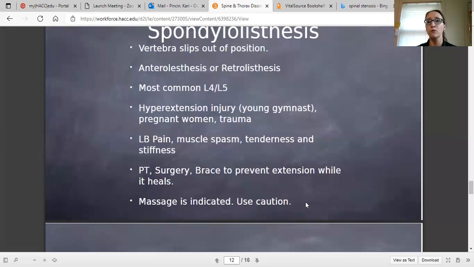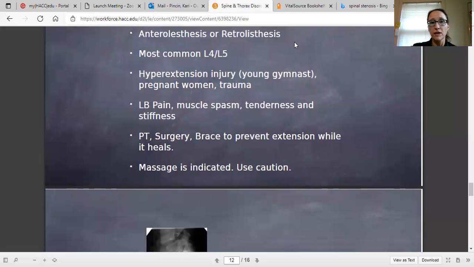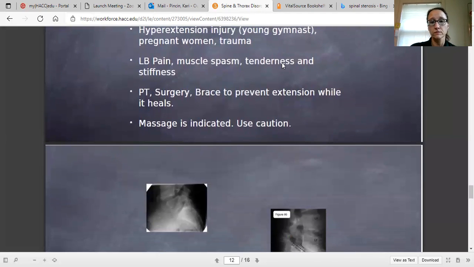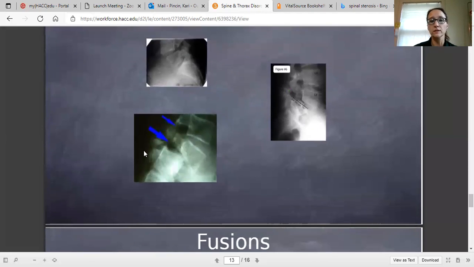It's not indicated for this particular issue because clearly you're not going to massage the spine and you can't put it back, okay? Use caution, make sure that you are going super light around the area that has the injury, or avoid that particular area altogether, okay? Because clearly you do not want to mess with that. Let's use some common sense here.